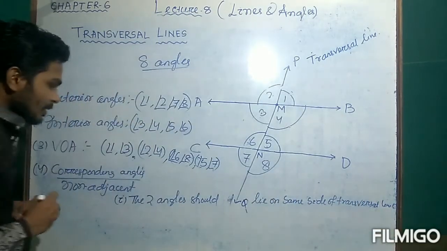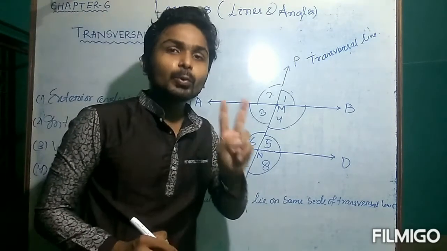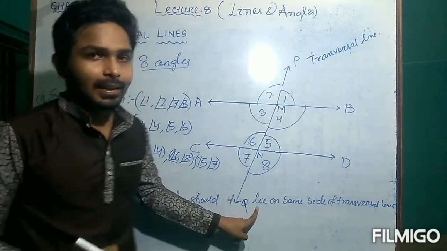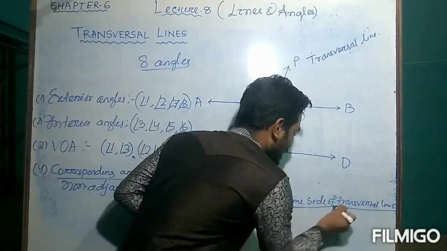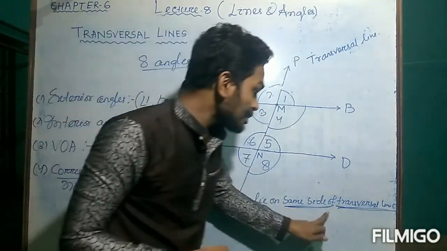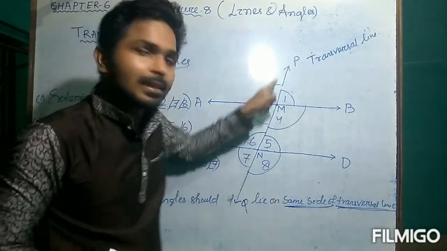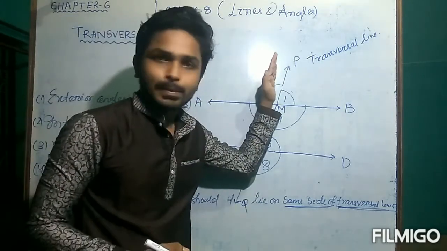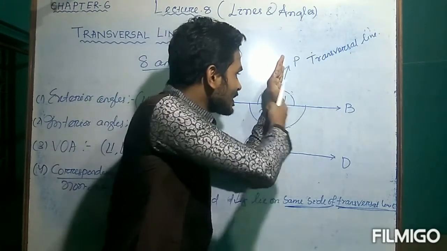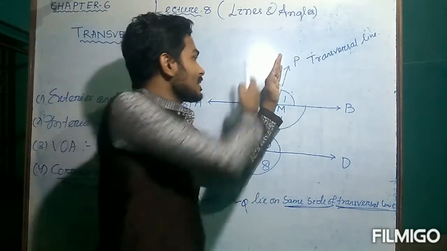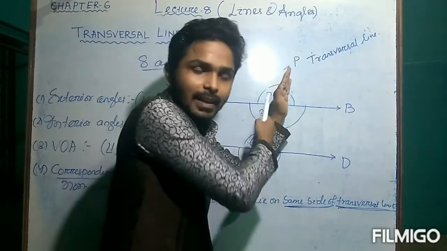Let us understand the first sentence clearly. The two non-adjacent angles should lie on the same side of the transversal line. These words should be kept in mind: same side of the transversal line. In this figure, the line PQ is a transversal line. Now tell me, how many sides does this transversal line have? It has two sides, the right hand side and the left hand side.